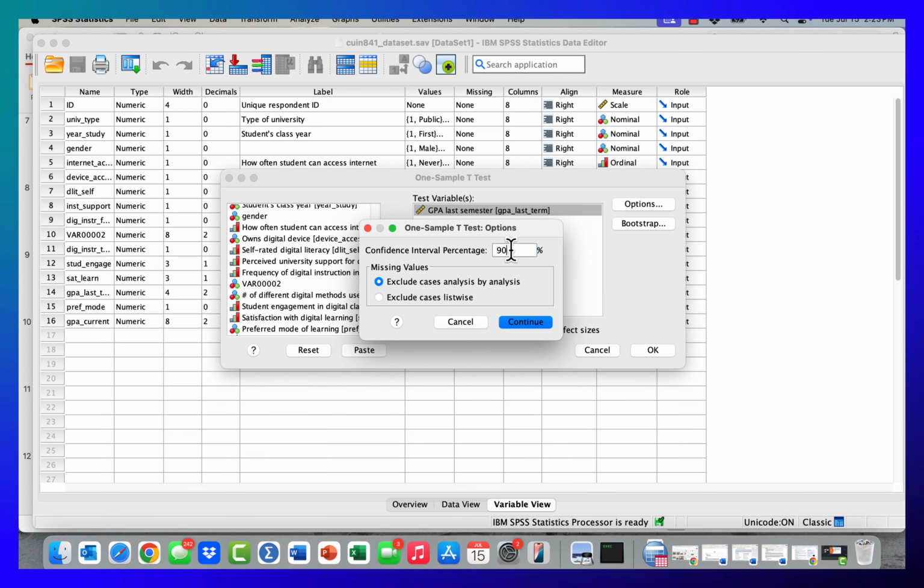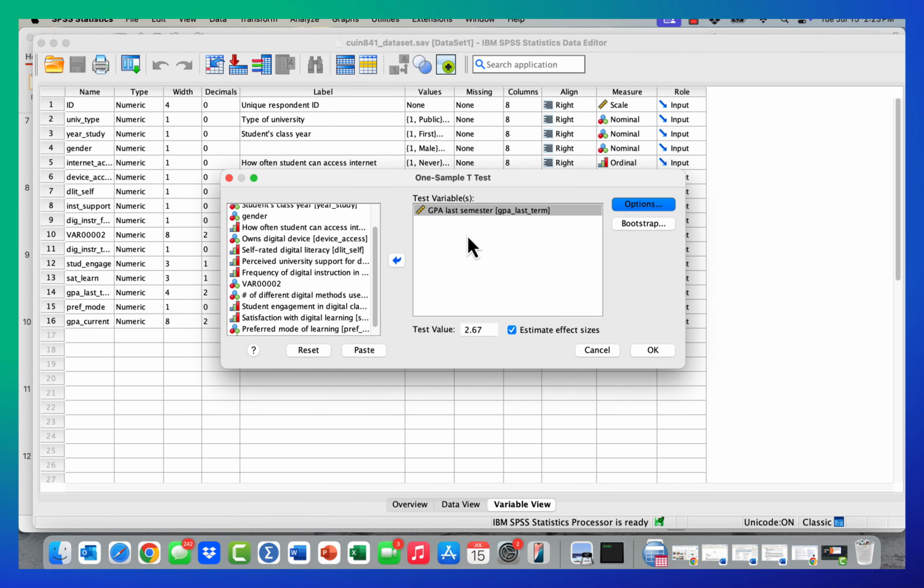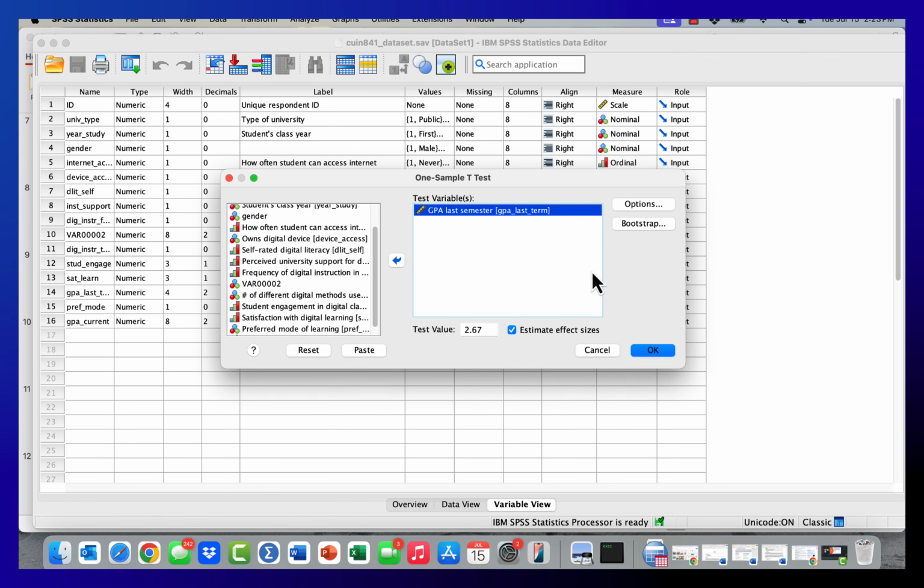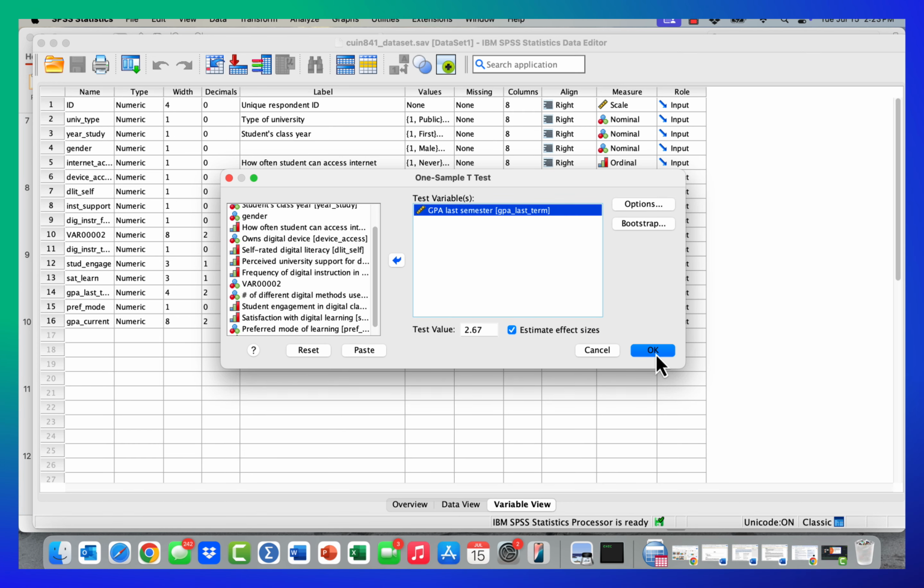Sometimes some academics might do 90, might do 99, but in education, typically the default is 95%, and so we'll keep it at that. But you can also change it here in that options section. So continue. So again, hopefully your screen looks like this, and to run the analysis, we just hit OK.